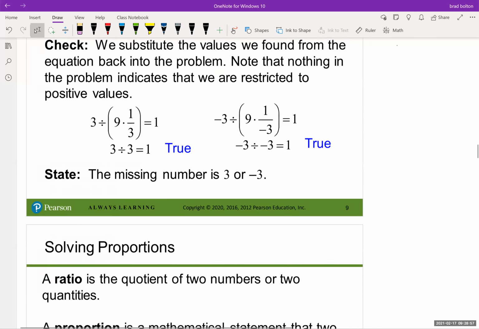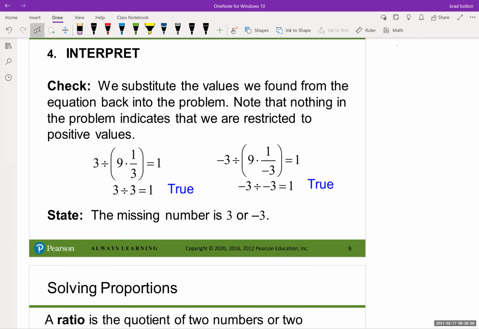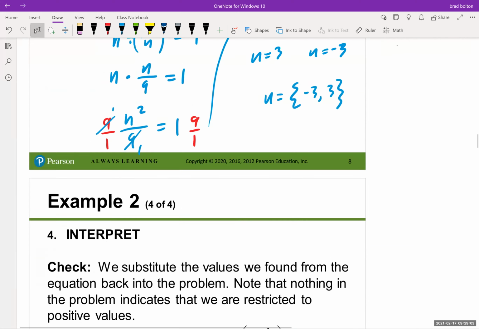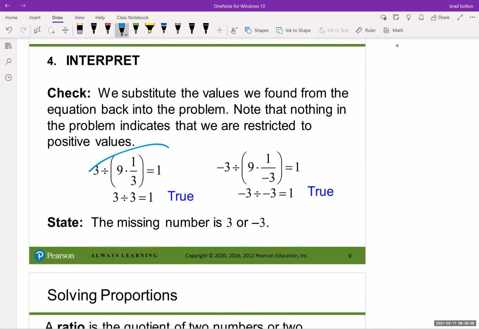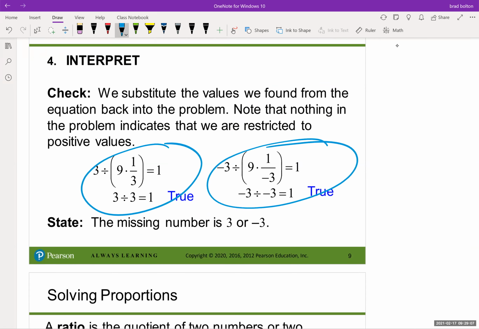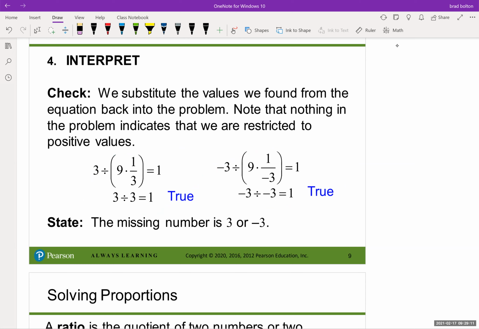And again, this is just a check to say that we could plug these values in. We could say that the number n is in fact worth plus or minus 3, and we plug them in in both situations, plus 3 and minus 3, and we get truth in both cases. We get 3 divided by 3, which is equal to 1, and then negative 3 divided by 3, which is equal to 1. So 1 equals 1 is a true statement.